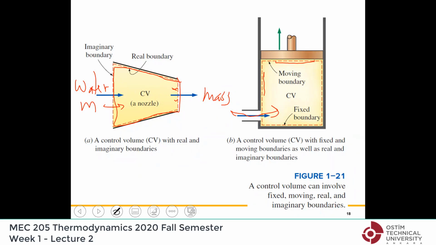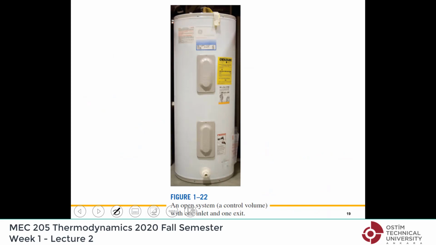So this is what we mean by a system, a closed system or fixed mass, and a control volume or an open system. For example, this water heater, is that a closed system or a control volume? What do you think? Anybody?